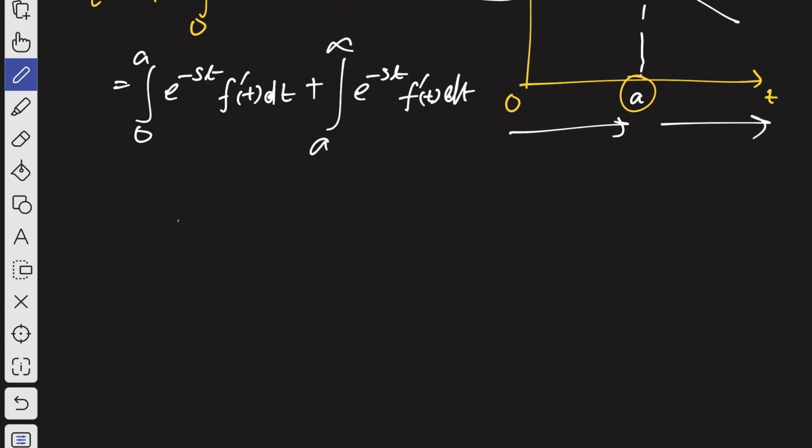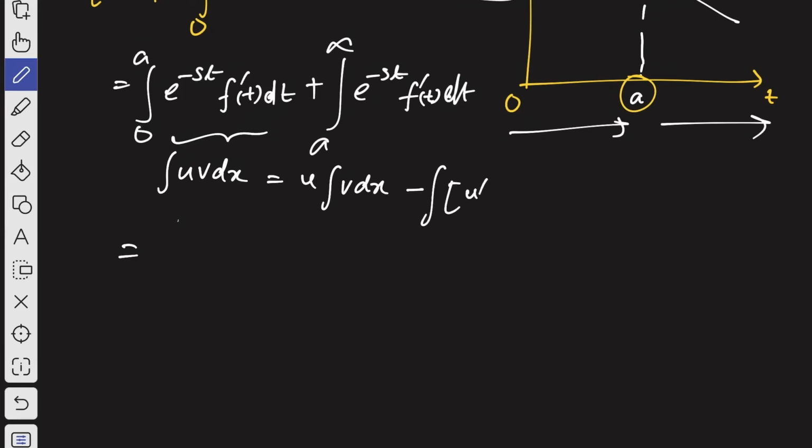Now let me scroll down the page. Here, if you integrate this, applying this integration by parts formula, integration of u v dx is equal to u times integration of v dx minus integration of derivative of u times integration of v dx, whole dx.